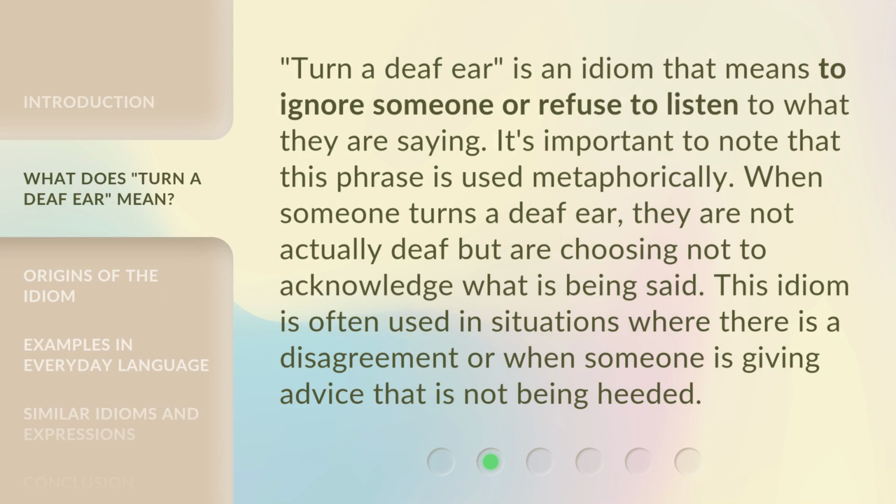"Turn a deaf ear" is an idiom that means to ignore someone or refuse to listen to what they are saying. It's important to note that this phrase is used metaphorically. When someone turns a deaf ear, they are not actually deaf but are choosing not to acknowledge what is being said. This idiom is often used in situations where there is a disagreement or when someone is giving advice that is not being heeded.